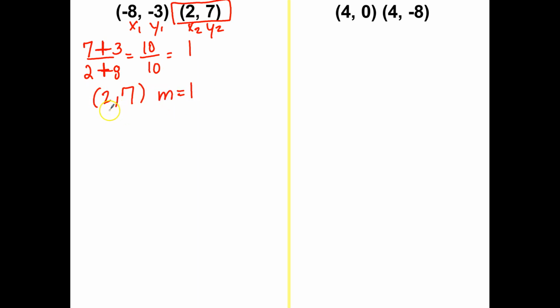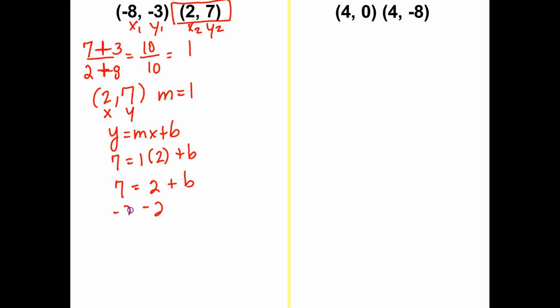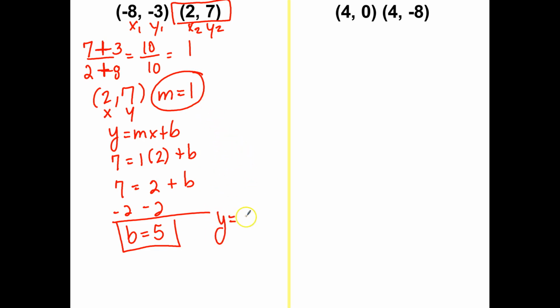Easy slope. Five-step rule. Label. Y equals mx plus b. Plug in: 7 is equal to 1 times 2 plus b. Solve for b: 7 is equal to 2 plus b. Subtract 2 from both sides, and b is equal to 5. And therefore our equation is y is equal to x plus 5. Math competent people don't write 1x.